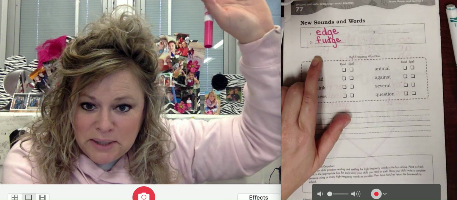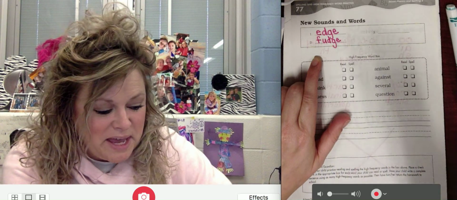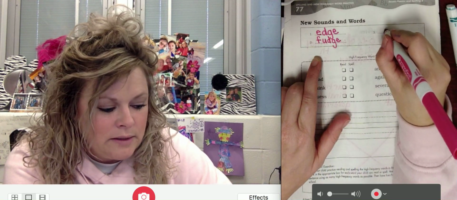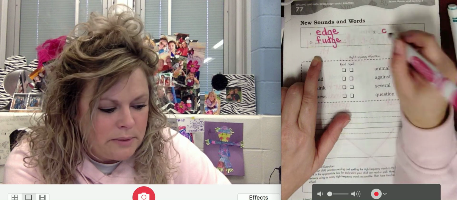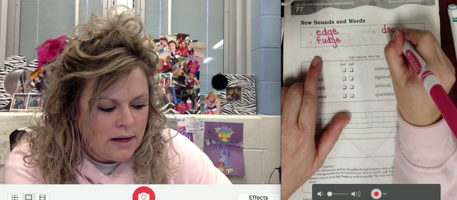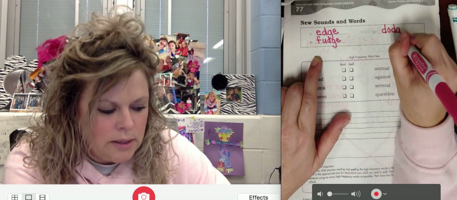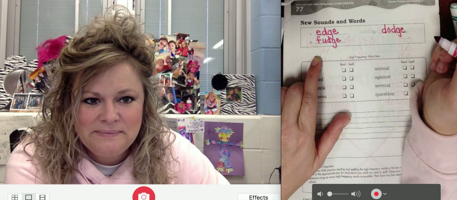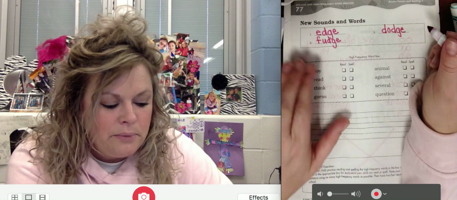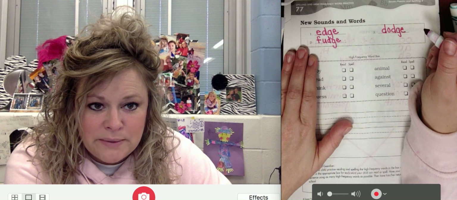And number 3 is dodge. Raise your hand if you like to play dodgeball. It's always a fun game. Dodge. D. Start like a C, remember. Odd. J. Ball. Okay. Practice your high frequency and word boxes with your teacher at home.